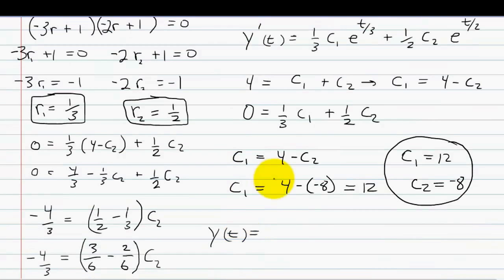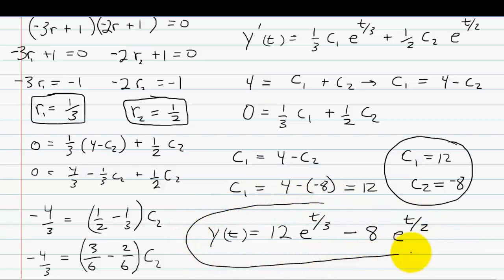So the first one will be 12 e to the, what was it? T divided by 3 plus, actually this is minus 8 e to the t divided by 2. And this is the solution to that problem. So, okay, now we got that one.